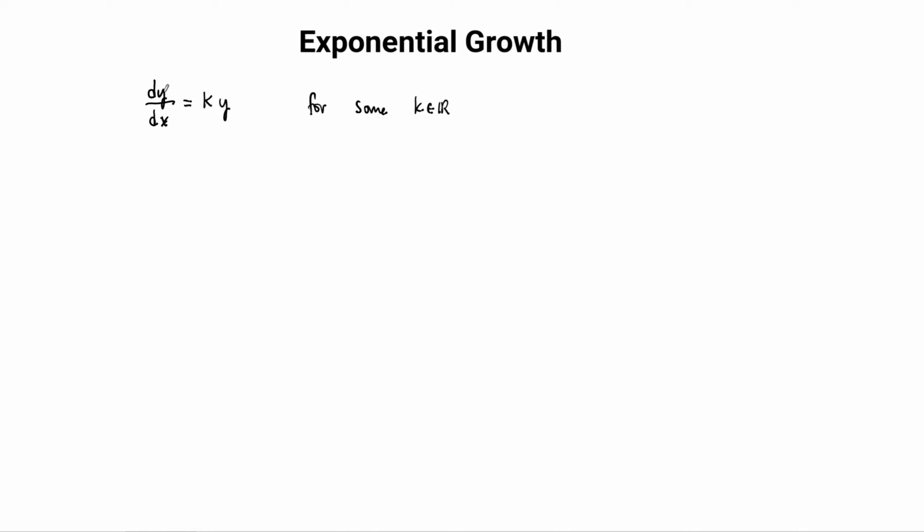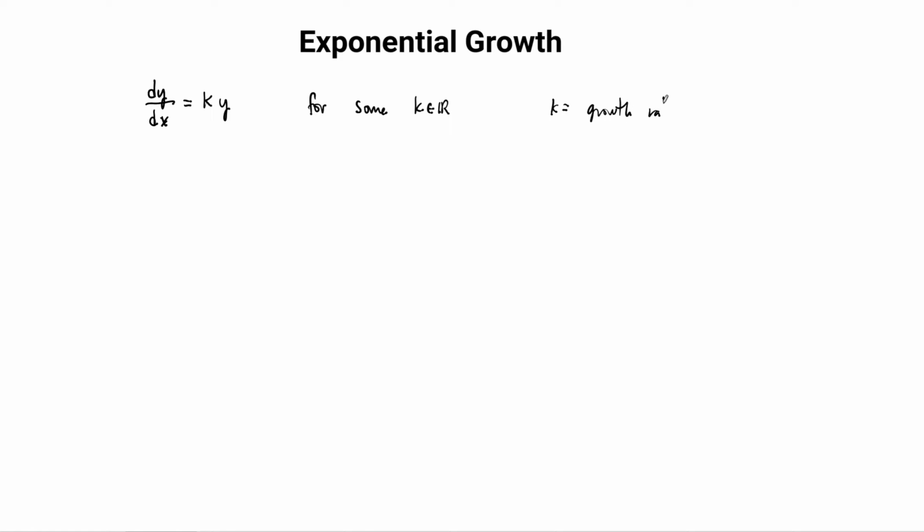And this relationship says that the derivative, or the instantaneous rate of growth of our unknown function y, is proportional to the value of the function itself, right? To the output of the function itself. And the constant of proportionality here is k, and this k is sometimes called the growth rate.